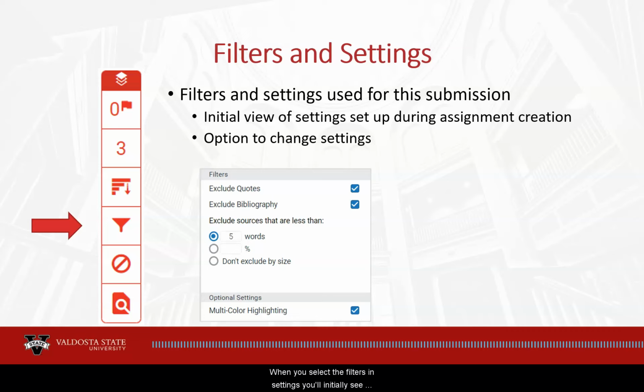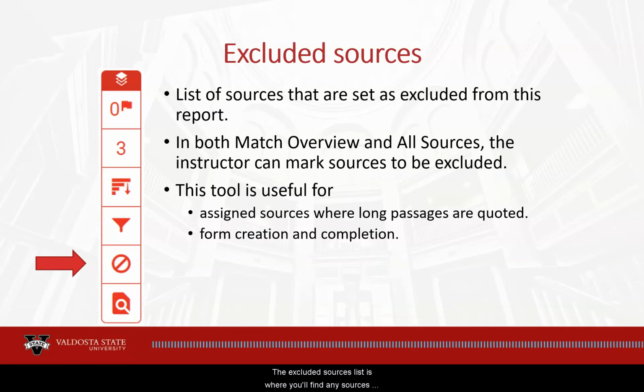When you select the Filters and Settings, you'll initially see whatever settings you chose during assignment creation. However, you'll have the option here to change any settings, or errors, or anything you see that may be causing an inaccurate result. You can modify those here as well. By the way, this example shows our recommended filters for research papers that would include reference quotes. The Excluded Sources list is where you'll find any sources that you have excluded from matching to the user's submission. Excluding sources is helpful when you have a form or when you have assigned sources from which the student will include large quoted passages in their submissions.